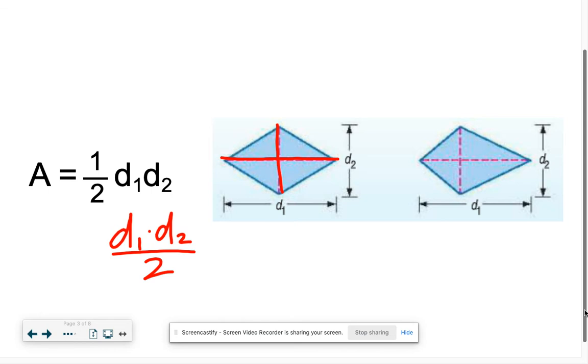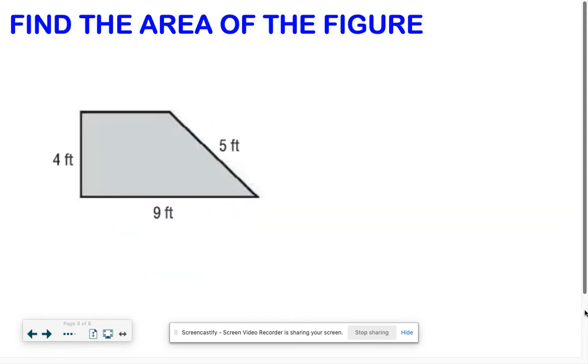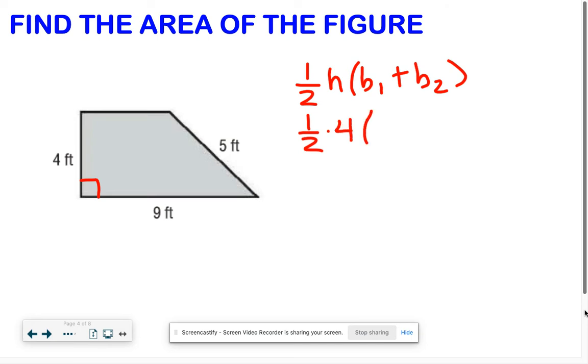Okay, let's try some examples, kids. Find the area of the figure. So this, I hope you can realize, is a trapezoid. So if we plug in half times our height, bases added together. All right, what is our height? So our height, since it's a right trapezoid, would be 4. We don't know what this base is, though, so that's kind of tricky.